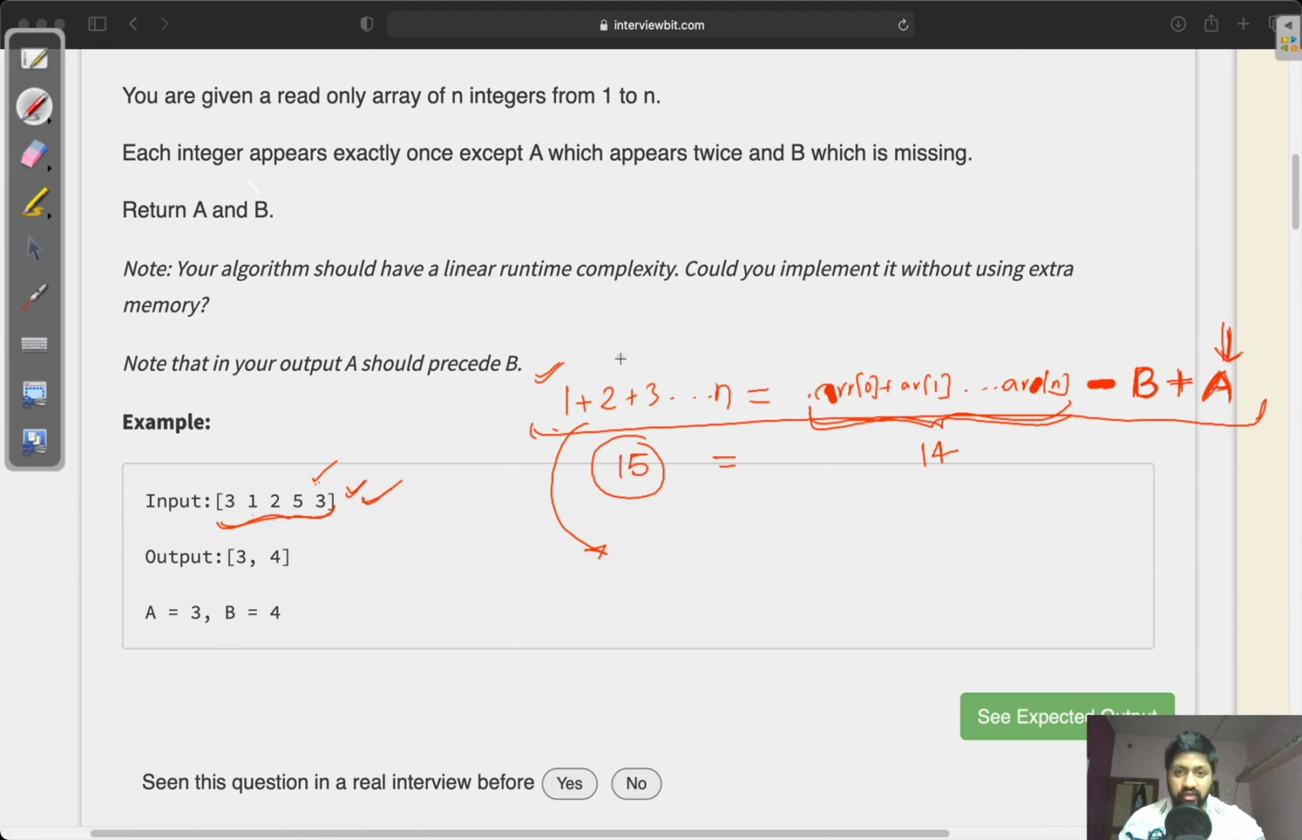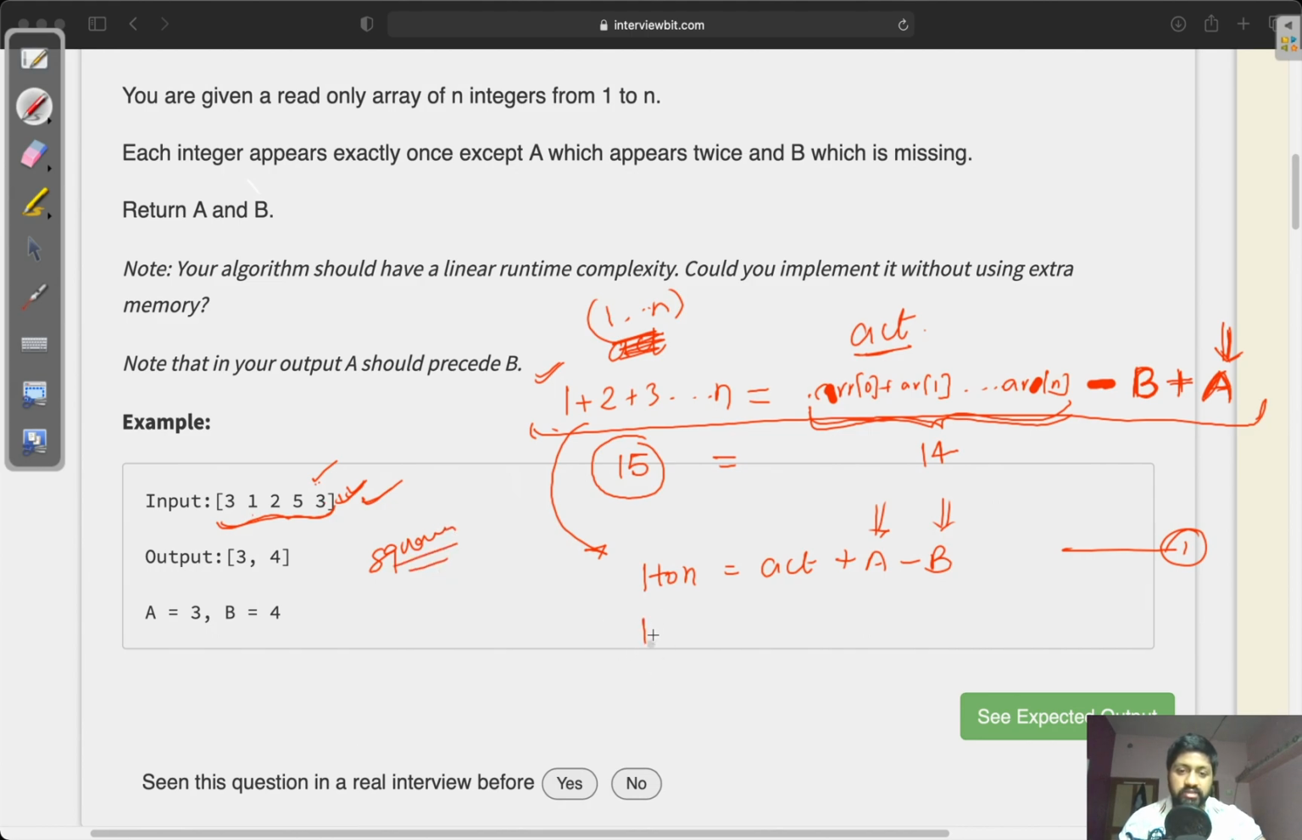If we represent the sum of 1 to n as such, and the sum of all the elements as the actual sum, then the formula is: sum of 1 to n is equal to actual sum plus a minus b. So this is the first equation which we got. But in this case we have two unknowns, a and b. To solve two unknowns we require at least two equations. So to form the second equation we use the concept of squares.